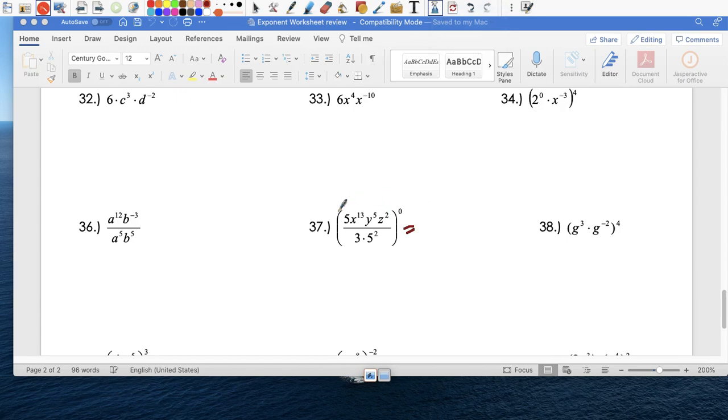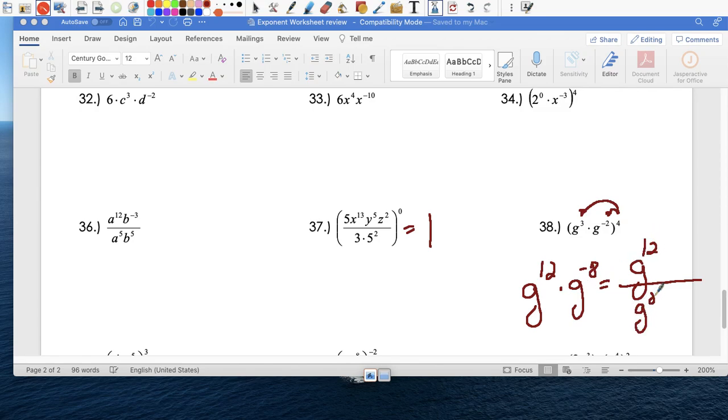37, everything inside the parentheses is raised to 0 power, so it's just equal to 1. 38. So again, multiply the outside exponent times every exponent inside parentheses. So we get g to the 12 times g to the negative 8. Let's change this. We're going to make that a positive exponent. So g to the 12 stays where it is. G to the negative 8 goes to the denominator, becomes positive.